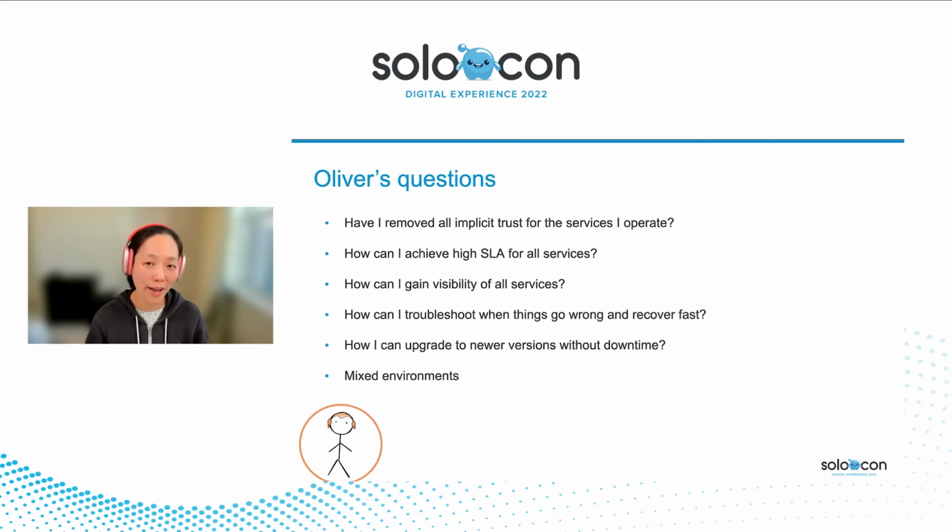So I don't need to rely on simple password-based authentication. I want to have zero trust for all my services. How do I keep the green lights for all of my services? How do I know exactly what's going on within all the services I operate? How do I troubleshoot when things go wrong? And how do I upgrade to the new version of the sidecar or the new version of the application? What if my services are running in a mixed environment where some are in Kubernetes and some are on VMs?